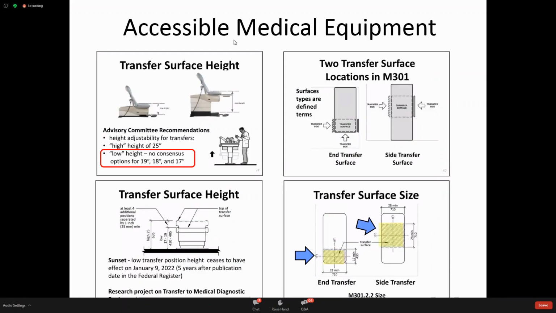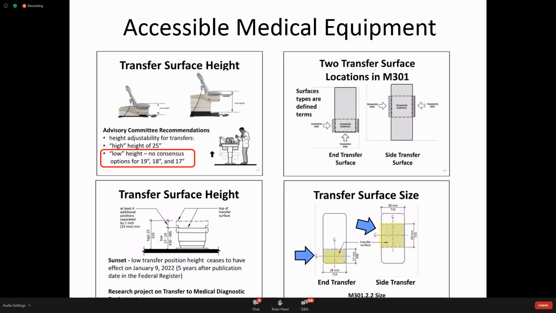Oh, I'm sorry. First, I've got the accessible medical equipment. So I spoke this morning about the AME standards. This is a 200 to 300 page document. A couple of people at Sutter were actually on the committee that developed these.